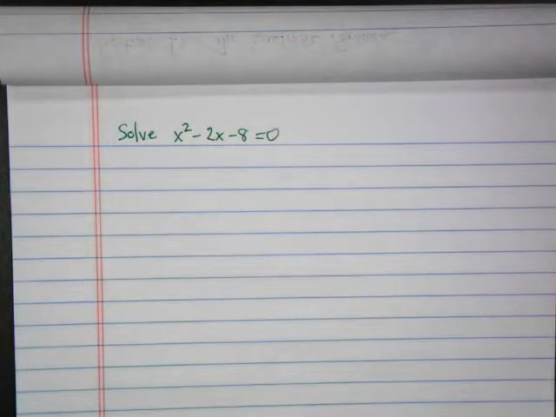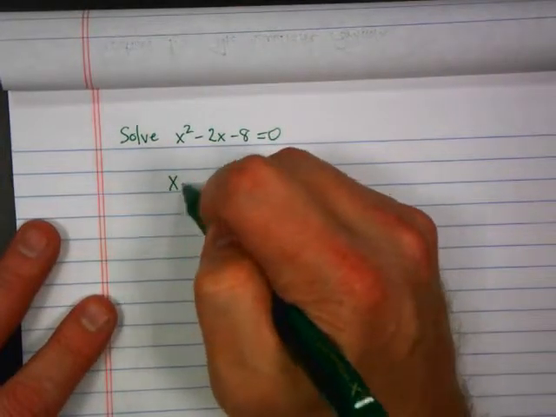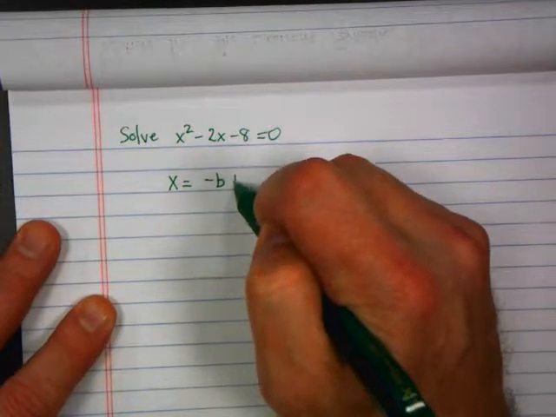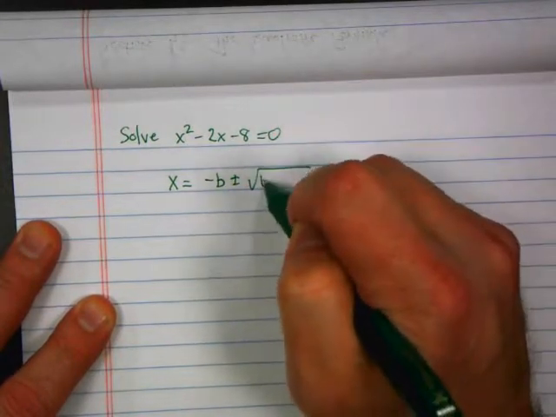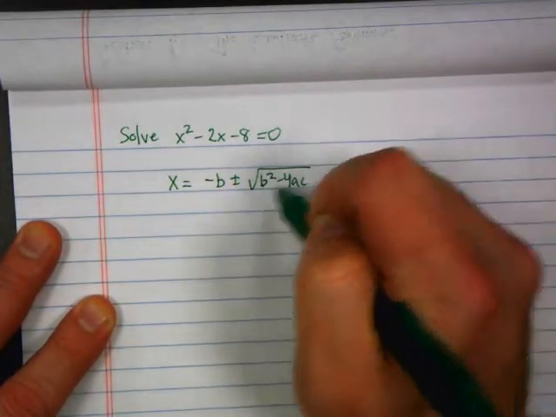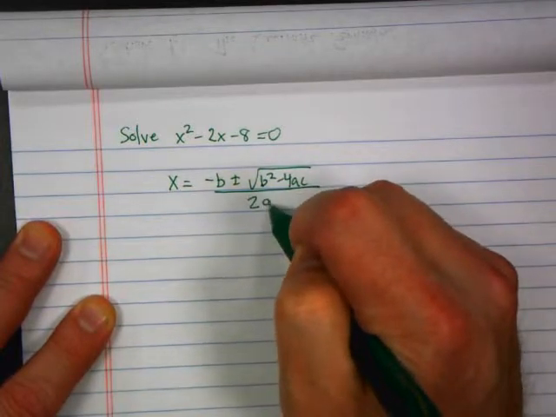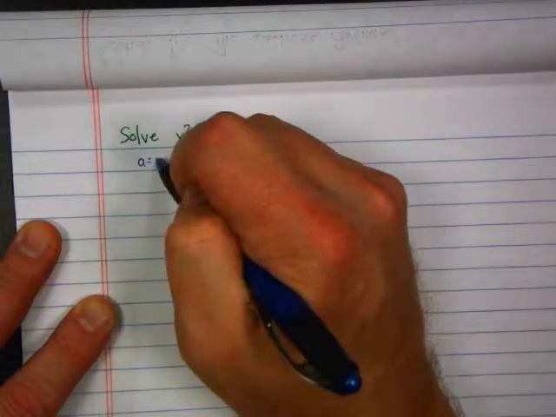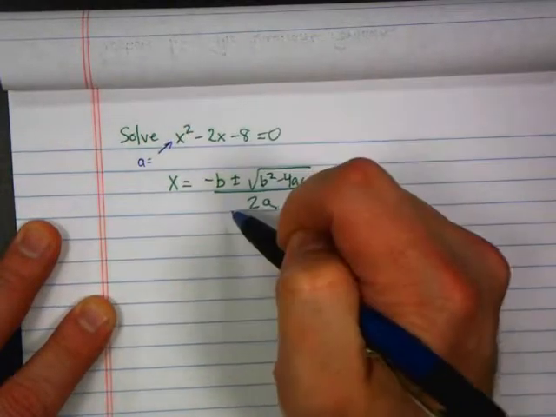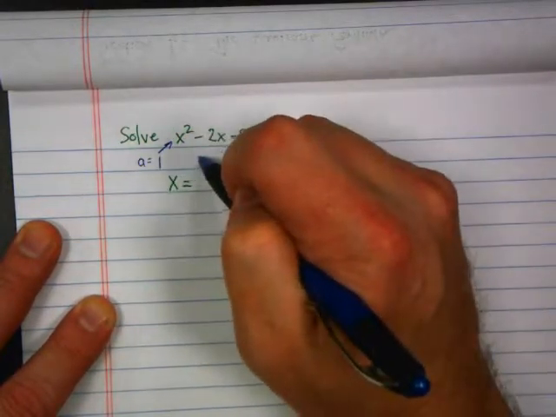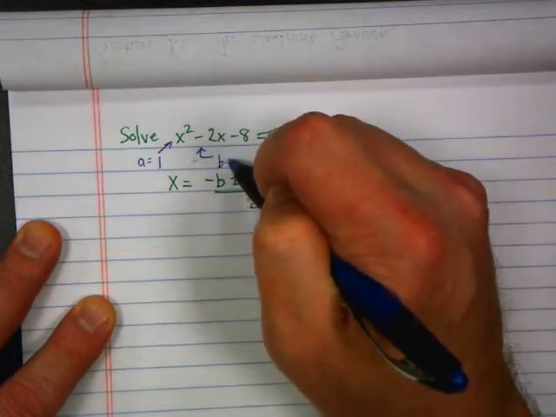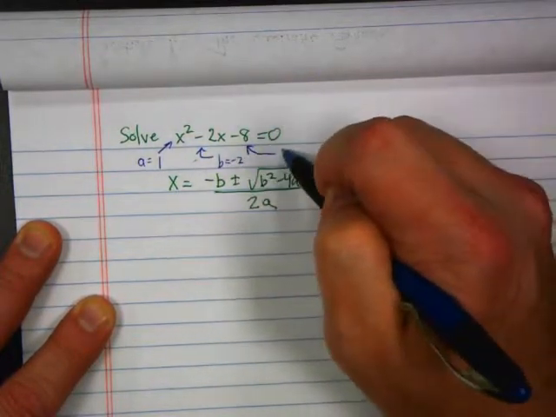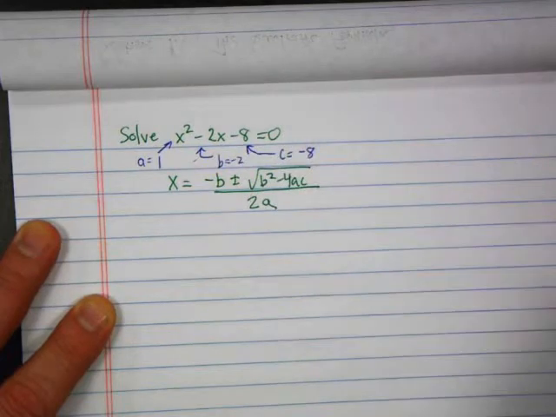So let's see. Quadratic formula, x is negative b plus or minus square root b squared minus 4ac all over 2a. What's the a number this time? 1. What's the b number? Negative 2. And what's the c number? Negative 8.